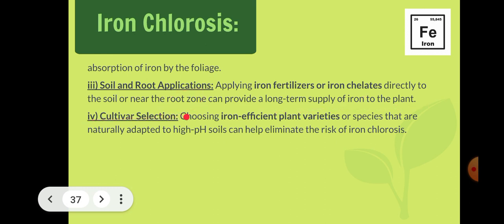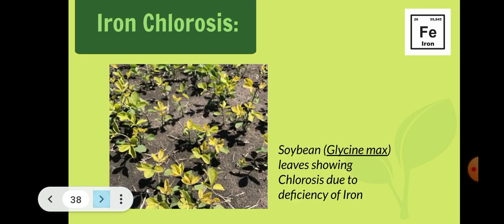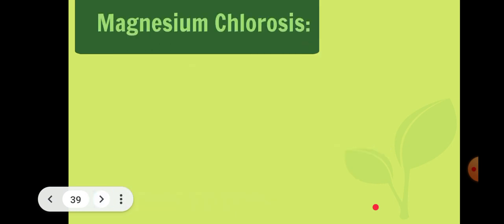The fourth one is cultivar selection. Choosing iron-efficient plant varieties or species that are naturally adapted to high pH soils can lessen the risk of chlorosis. Here is a picture of soybean leaves which shows chlorosis due to the deficiency of iron. The second one is magnesium chlorosis.